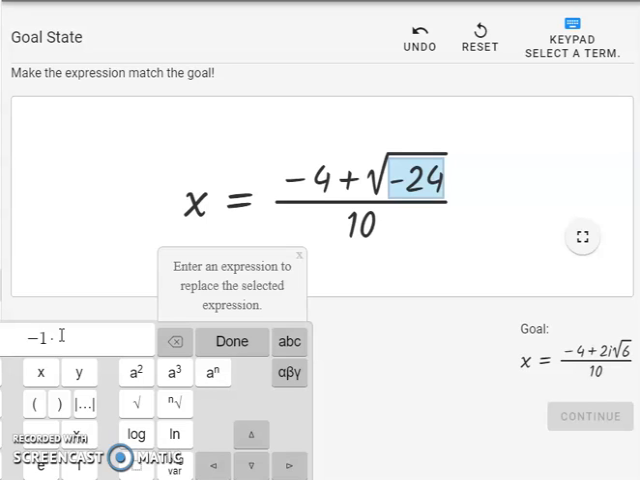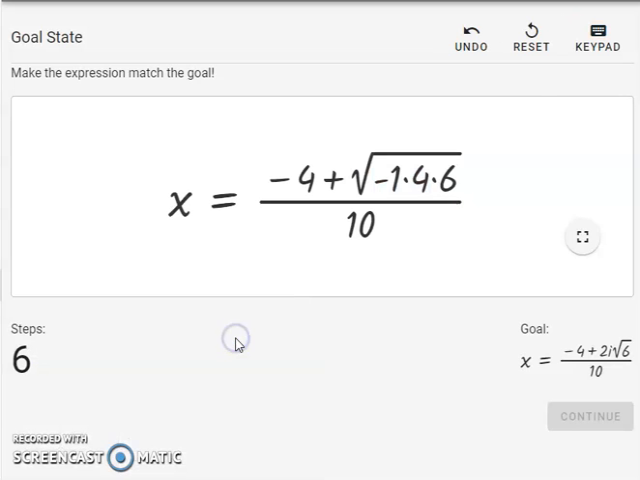multiplied by, now 24, we're looking for perfect squares. So the square root of 4 is 2, the square root of 9 is 3, the square root of 16 is 4. And so of the 3 I just mentioned, 4 is a factor of 24. That means I can take the square root of it, and then the leftover factor would be 6, since 4 times 6 is 24. So click done, and it replaces it.